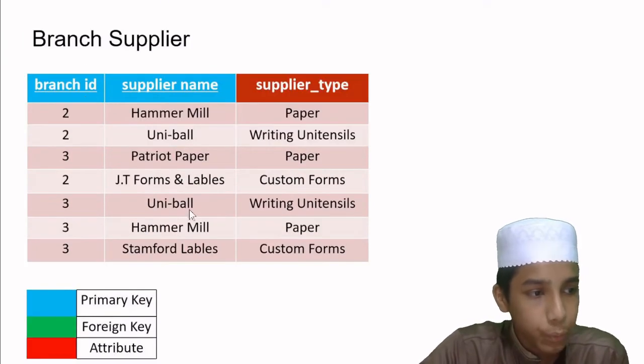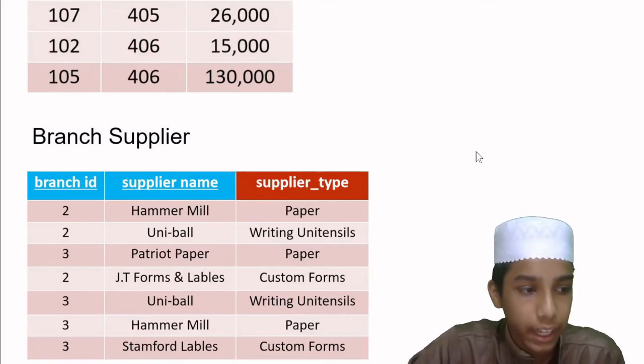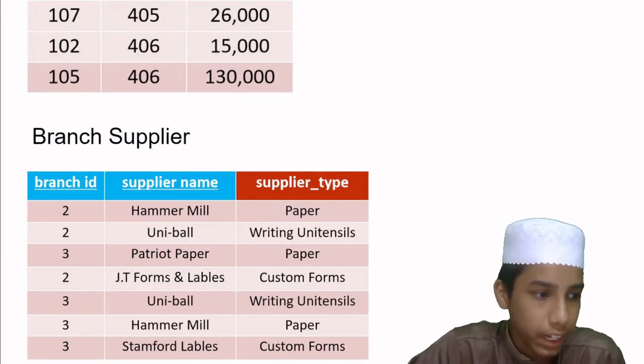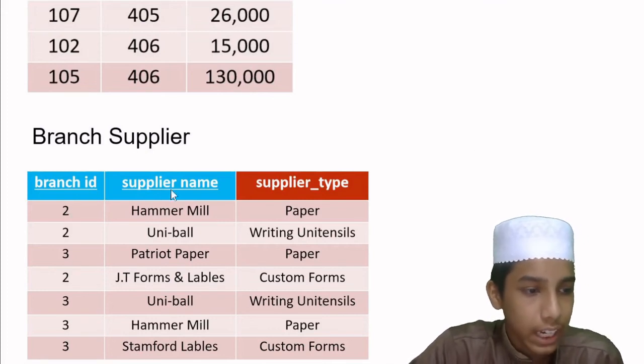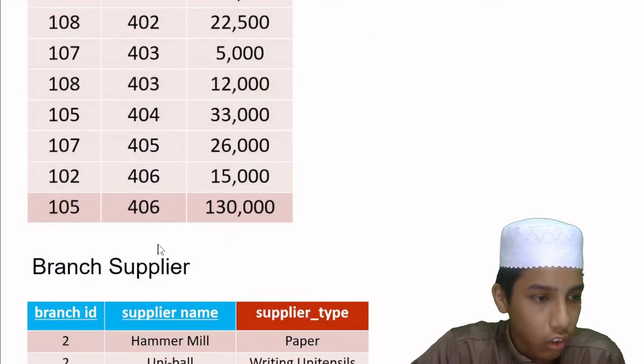After that we have branch supplier: what we are supplying from that branch, the name of the supplier company who is supplying, and we have branch ID, supplier type, and all of this.